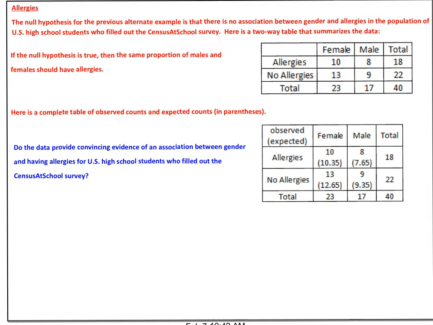If it were to be a test for homogeneity, we would have to have one SRS of 23 females and then a separate SRS of 17 males. Two separate random samples. But this is just saying that there's one. And I just put the expected counts on there because you get them the exact same way.